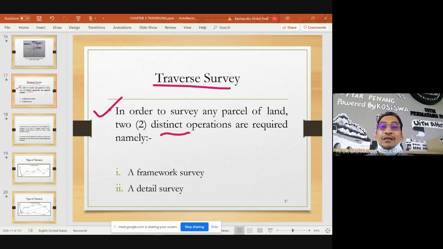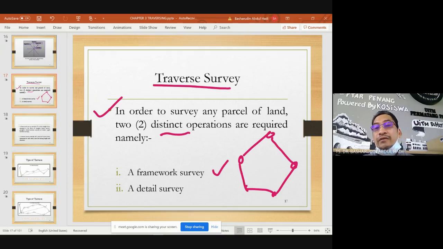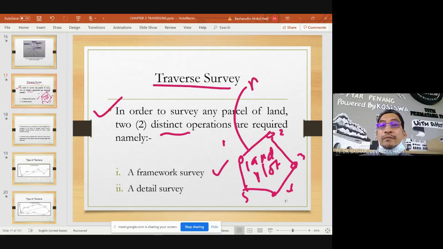Two distinct operations are required, namely a framework survey. Framework survey means that you have a concrete marker at the vertex of the land, and this is the station, then the third station, the fourth station, and then coming back to the fifth, and then back to station number one. That means this is our land lot, or our land plot. Normally in a land lot we have a number for the land lot, or plot, and the ownership.